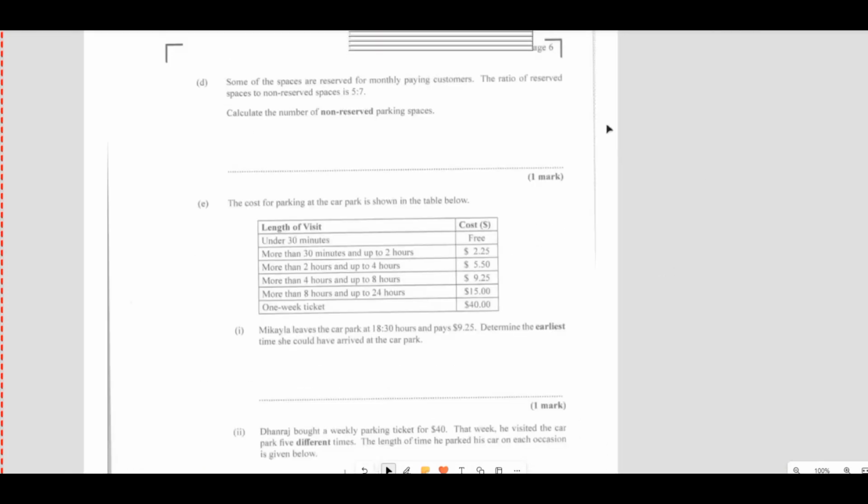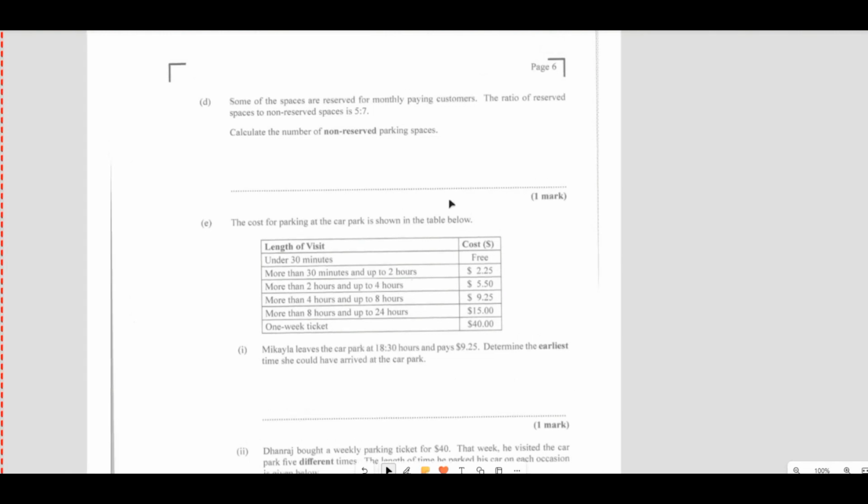D says some of the spaces are reserved for monthly paying customers. The ratio of reserve, so we're going to write that, it's reserve R to non-reserve, we'll just put NR, is 5 to 7. So we know reserve is 5 parts and non-reserve is 7 parts. So what is your total? Your total would be 5 plus 7, which is equal to 12. So we know 12 parts is equal to the total number of spaces we have for parking, which is 1020.